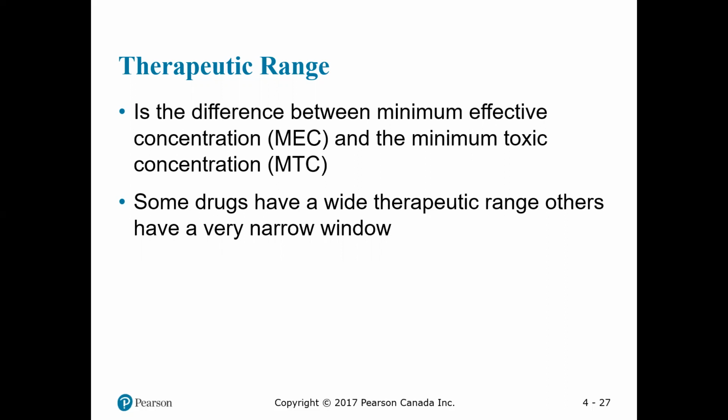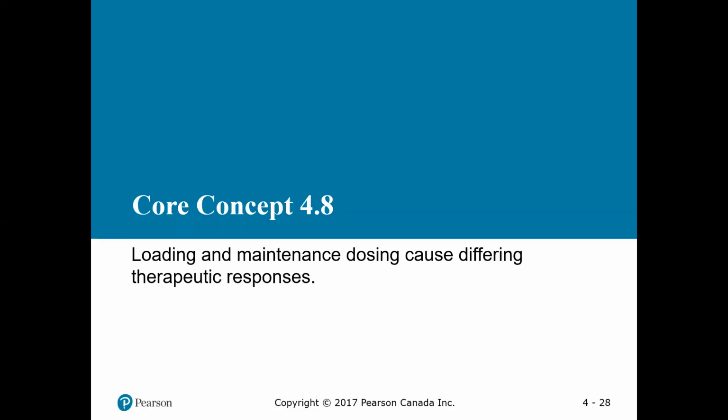Then there is the minimum toxic concentration. We know that there is a maximum level of up to 4,000 or 3,200 milligrams in 24 hours that we should not go beyond. So that becomes the minimum toxic concentration. Every single drug made in the world has a therapeutic range. Some drugs have a wide therapeutic range and others have a very narrow window, but every drug has it.